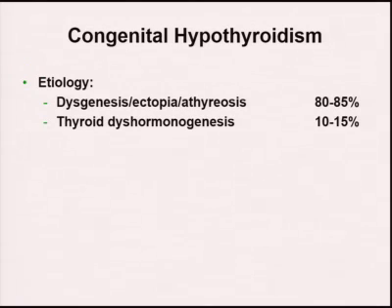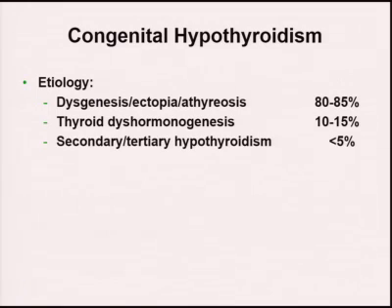Somewhat less common is thyroid dysharmonogenesis, like we talked about. There's one condition called Pendred syndrome, which is thyroid dysharmonogenesis associated with hearing loss. And actually the hearing loss part of that is a lot more common than the hypothyroidism part of it. And then, of course, you might not make thyroid hormone because there's some issue with your pituitary or the hypothalamus.